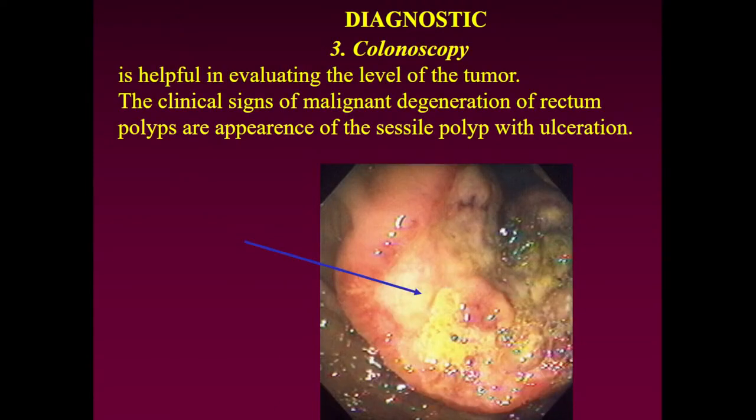The colonoscopy method of diagnostics is helpful in evaluating the level of the tumor. The clinical signs of malignant degeneration of rectal polyps are the appearance of a sessile polyp with ulceration.